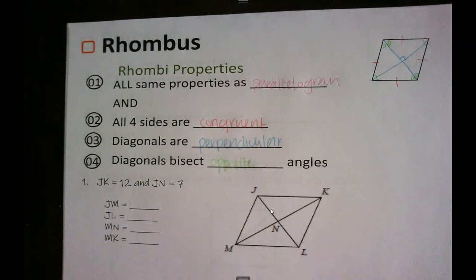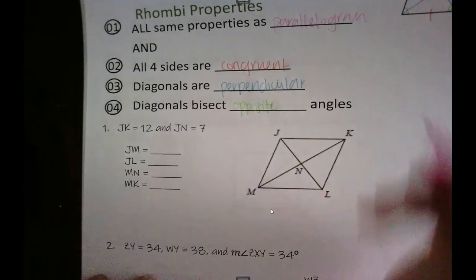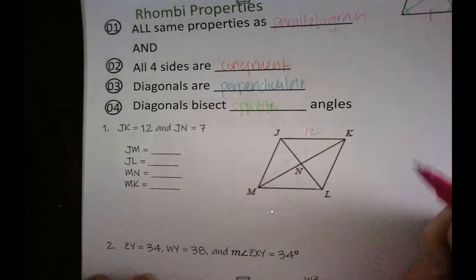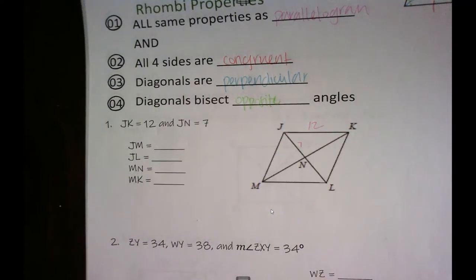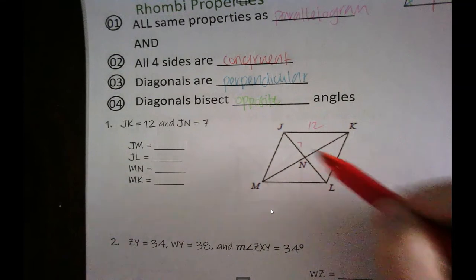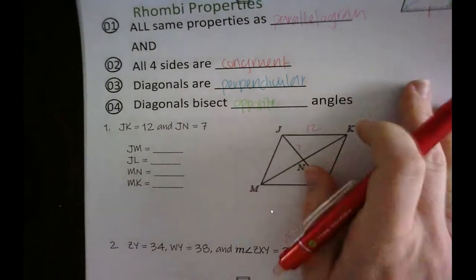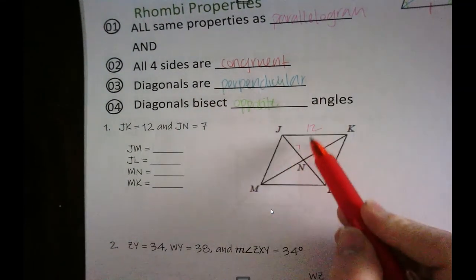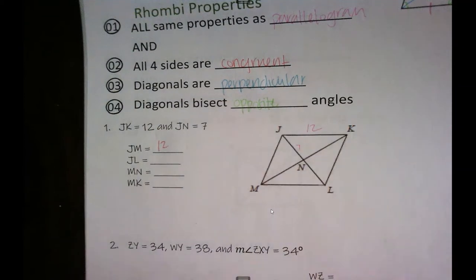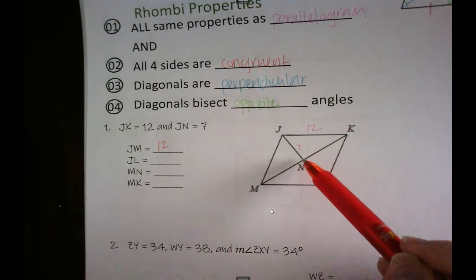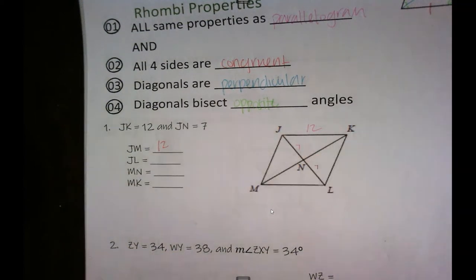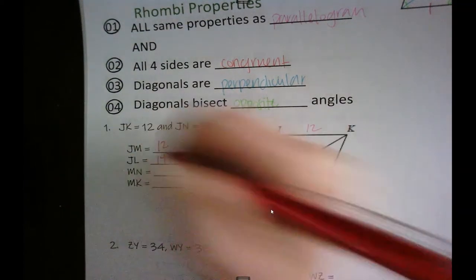All right, let's look at a couple of examples. We've got JK equals 12, and JN equals 7. So what is JN? Well, all 4 sides are congruent, so since that's 12, this is 12. What is JL? Remember that the diagonals bisect, so if that's 7, this side is 7, so 7 plus 7, that total is 14.